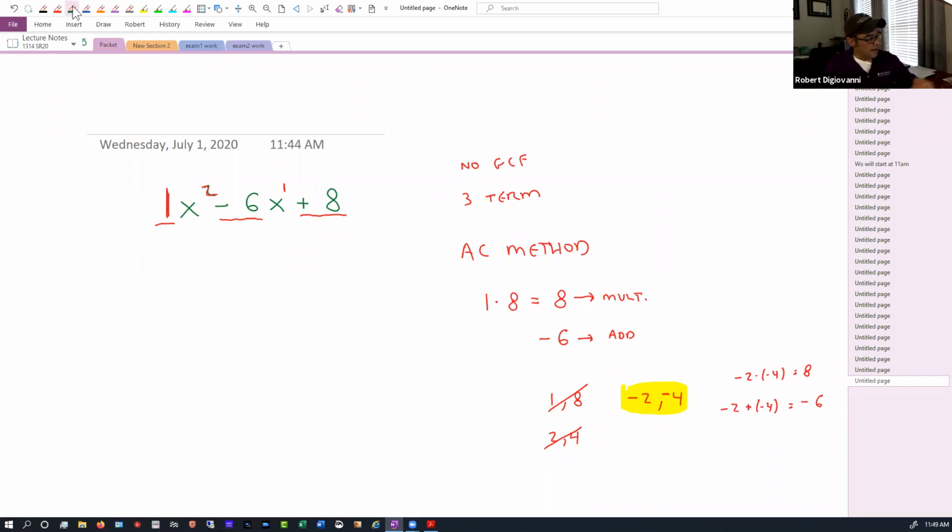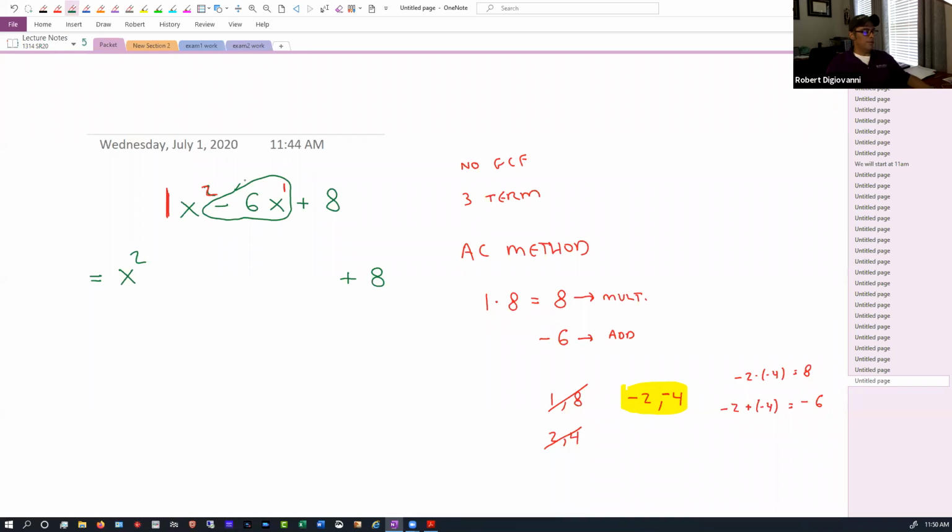So check this out. What we're going to do is rewrite the original problem, and I am intentionally leaving the middle space blank. So I just wrote the x squared, and that's supposed to be a plus 8. I wrote the plus 8, but I did not rewrite the minus 6x. Do y'all see that? I left a big space in between.